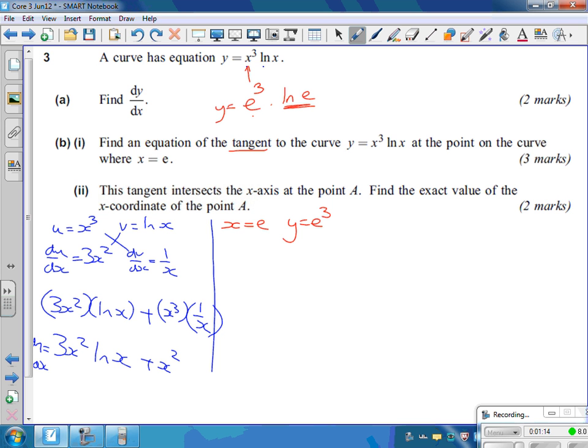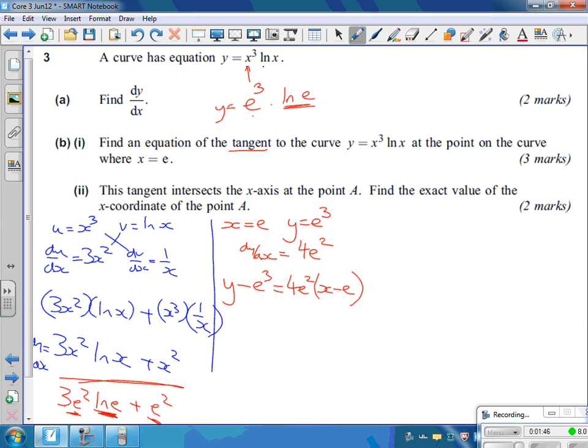And we also need a gradient. Our gradient, our dy by dx, means putting the e in this thing here. So we've got 3 lots of e squared times the ln of e plus another e squared. As we just said, ln of e is 1, so you've got 3 e squareds and another e squared, making it 4 e squareds. Now we've got all the numbers. Let's just go for our y minus the y number equals gradient times x minus the x number. And unless I've been told to rearrange it, I'm stopping there.